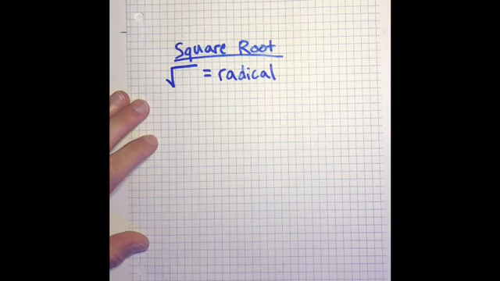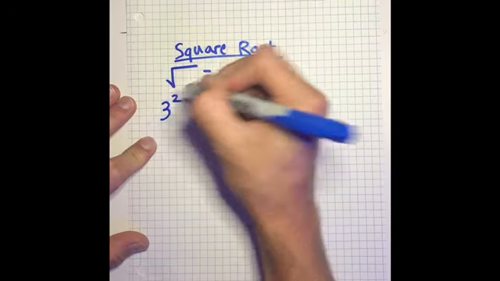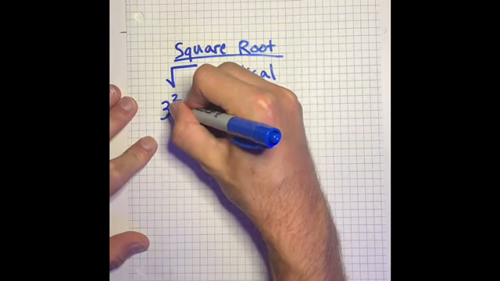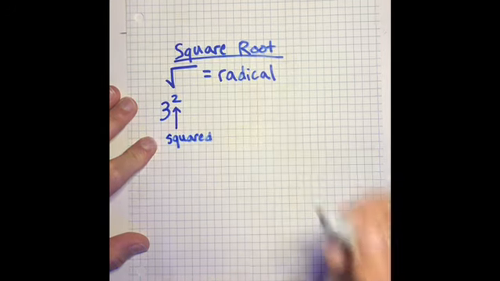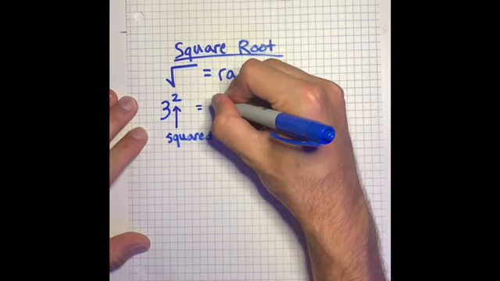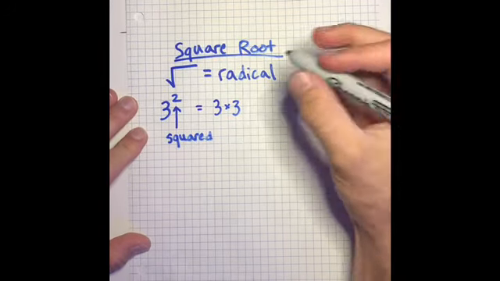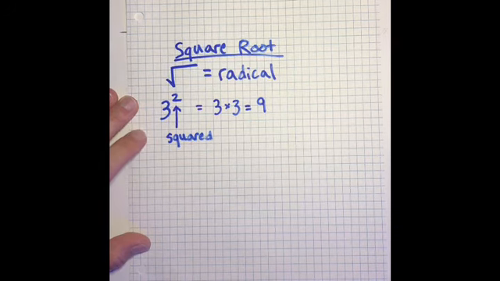So let's take a step back and remember something from the beginning of the year. That is 3 to the exponent of 2, or 3 to the power of 2. And another way to say it is 3 squared. So that 2 tells us how many times the 3 shows up in multiplication. So 3 squared is 3 times 3, which is 9.